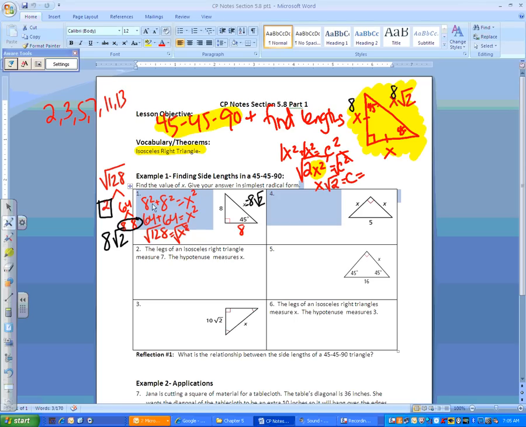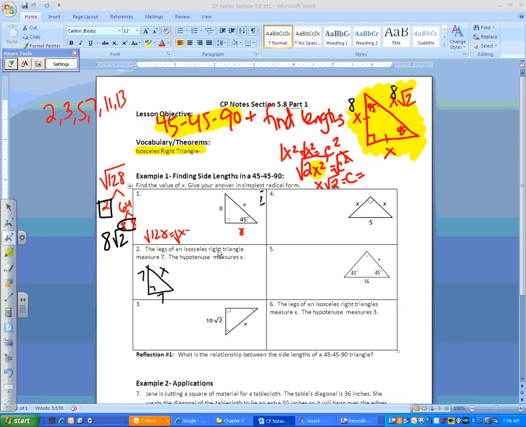You can either do the Pythagorean theorem, all this work right here, or you can say, if I know what the side length is, then I'm going to know what the hypotenuse is. So over here, the legs of an isosceles right triangle measure 7. So the legs are 7, so this is 7 and this is 7. We want to figure out what x is.